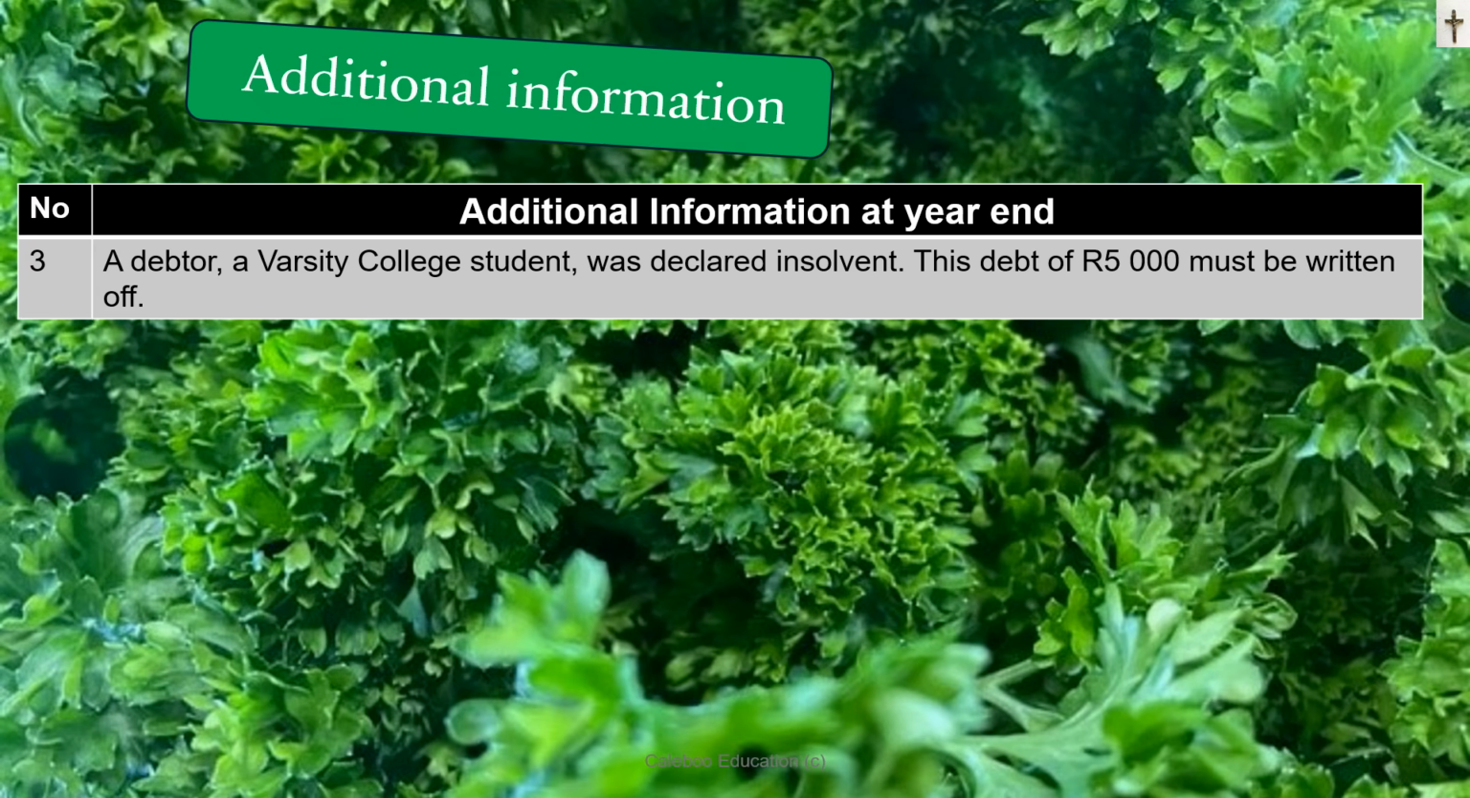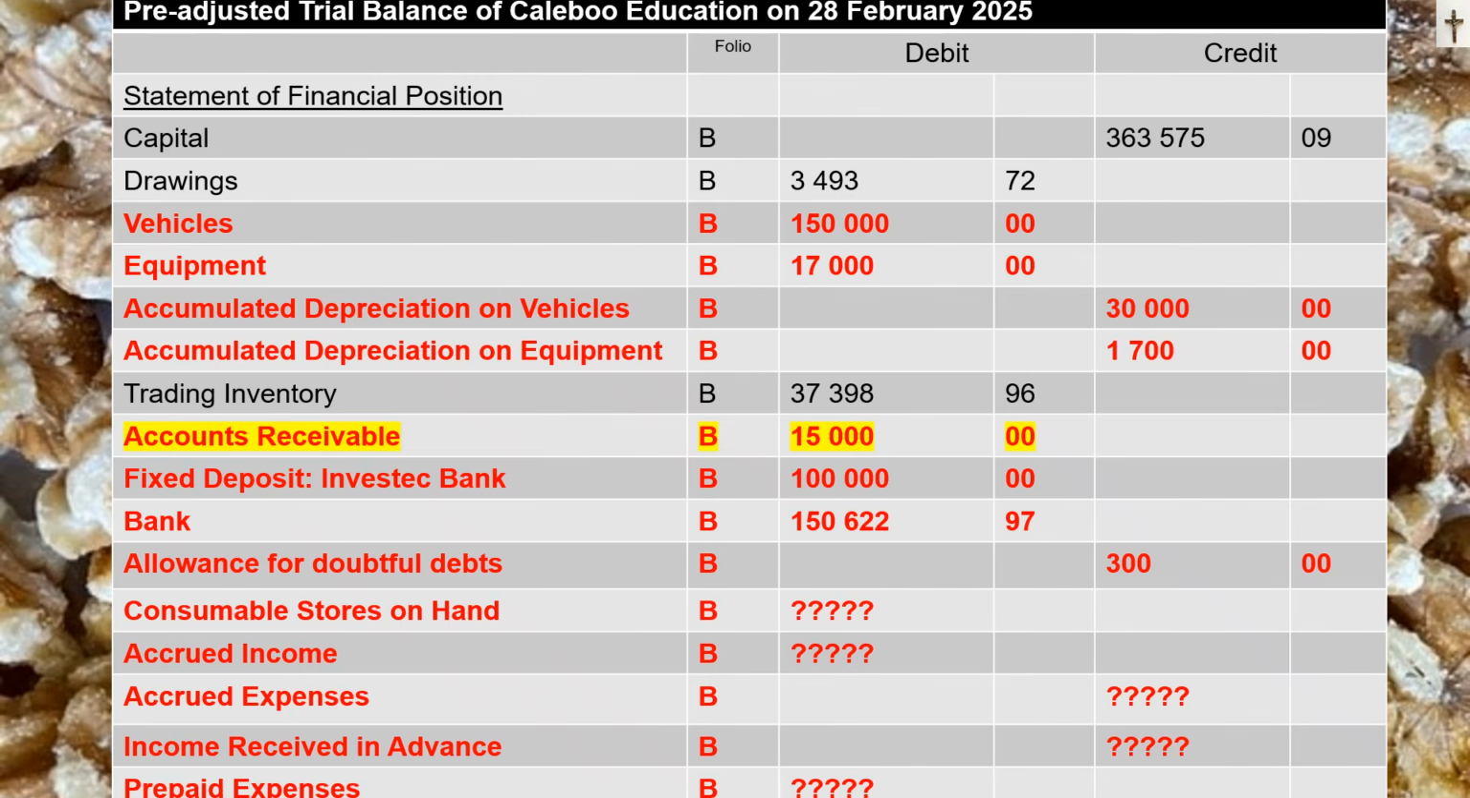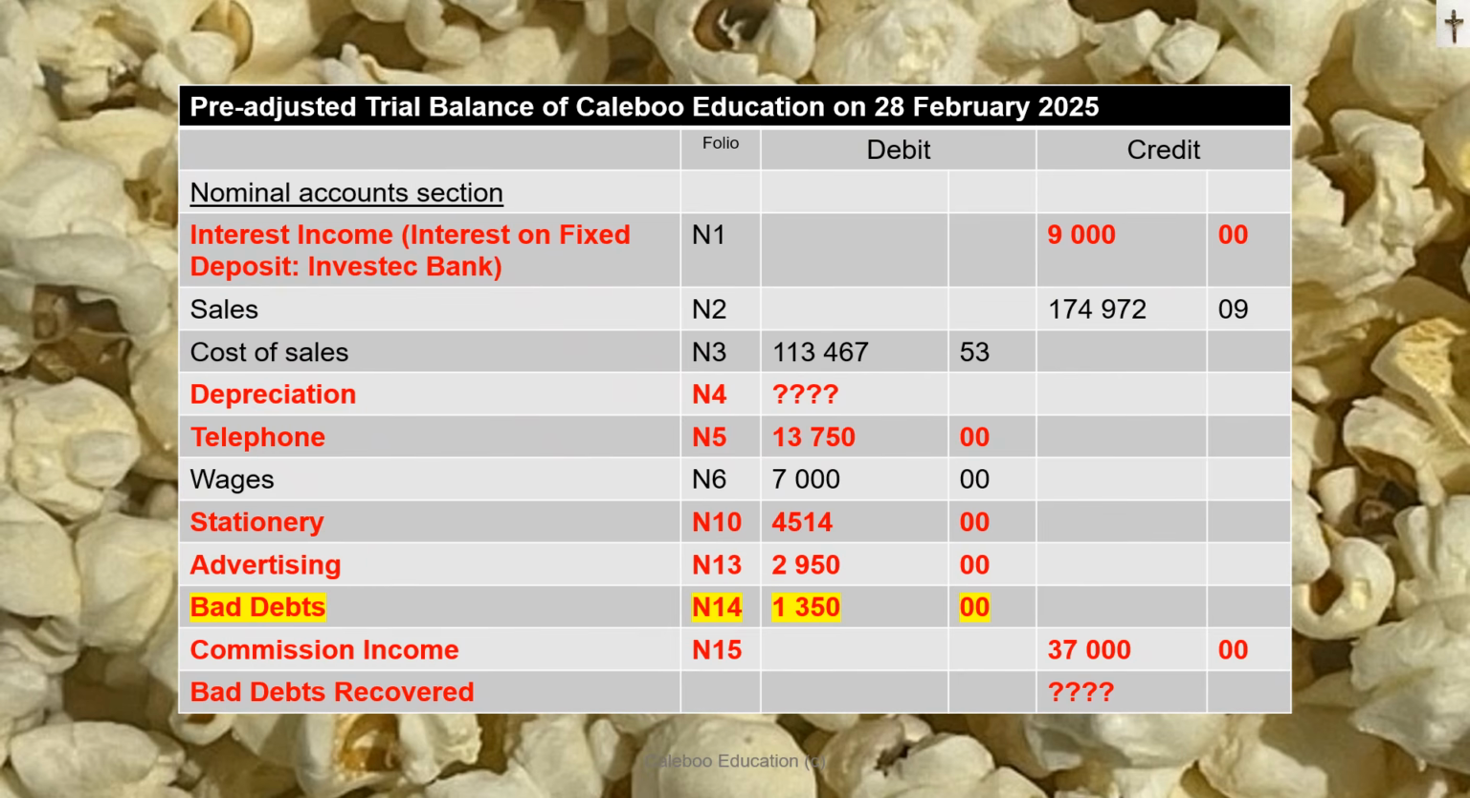Right, next one. A debtor was declared insolvent. This debt of 5,000 must be written off. The accounts involved will be accounts receivable. Remember, it has a balance of 15,000. And bad debts during the year, there's already been write-offs, but now at year end there's another 5,000 Rand write-off. So at the moment that bad debts number is not correct. So let's see what we need to do.